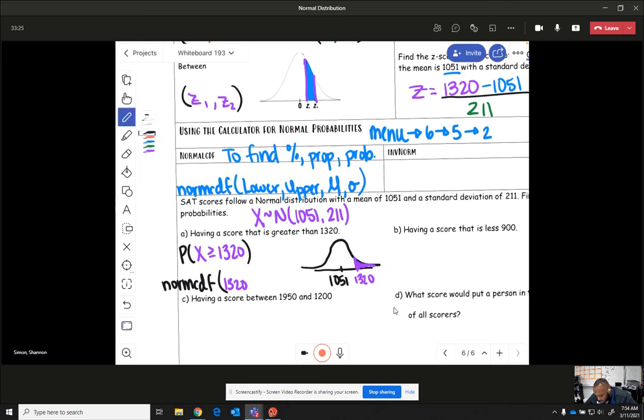But remember, my calculator needs a number for infinity. So I'm going to put a bunch of 9s back here. General rule is you need to put one more 9 than whatever your mean is. So if my mean has 4 numbers in it, I need to have at least 5 nines. I need a mean for this particular distribution, which is 1051, and a standard deviation, which is 211.